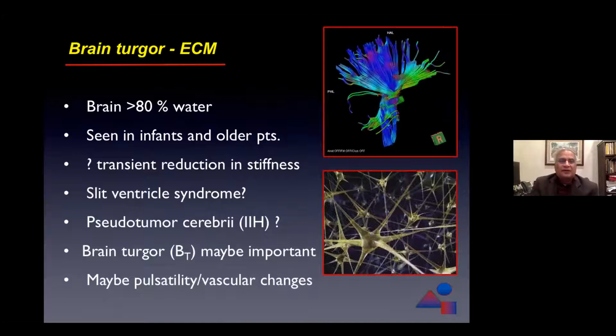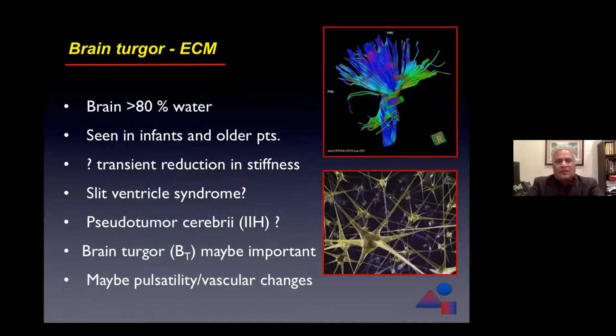A couple of words about brain turgor. This is an interesting concept, B sub T. The brain is like a sponge. It can be soft, it can be hard. In patients who have, for example, benign intracranial hypertension or pseudotumor cerebri, their brain is very stiff. The pressure inside can go tremendously high. The ventricles may not get larger.